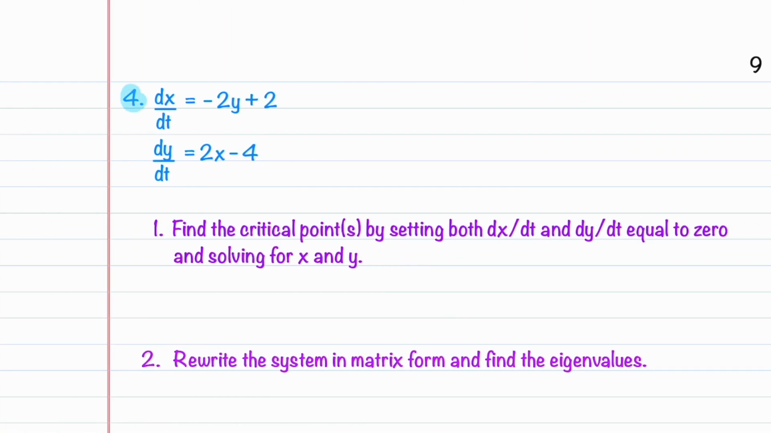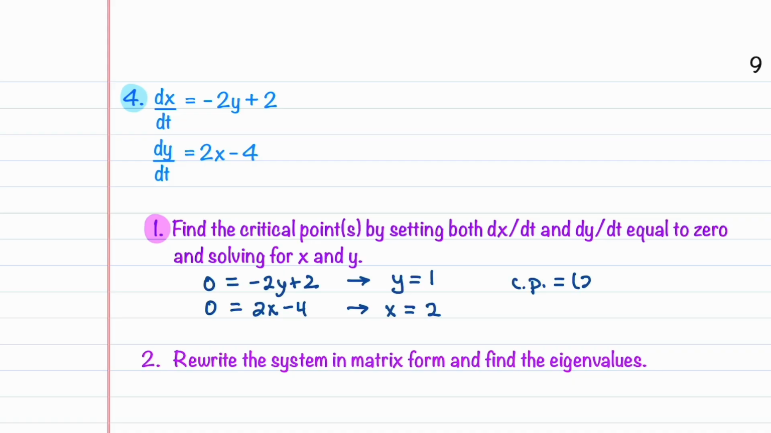Let's look at our last example. We have dx/dt is equal to minus 2y plus 2, and dy/dt is 2x minus 4. Let's find our critical points. We're going to set our derivatives equal to 0. So we have 0 is equal to minus 2y plus 2, and we have 0 is equal to 2x minus 4. This first equation gives us y is equal to 1, and our second equation gives us x is equal to 2. So our critical point is the point (2, 1).